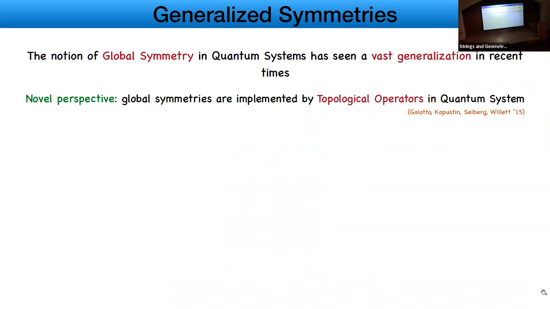Okay, so in recent times, we've seen the notion of global symmetry in quantum systems undergo a very large generalization in various ways, all of which are very interesting, and we don't have a complete understanding of what this tells us in general. The idea is we should think of global symmetry as implementing topological operators in quantum systems. Both of these ideas separately we're used to thinking about, but somehow they are related. And I'll try to be a little bit more precise about what that should mean.